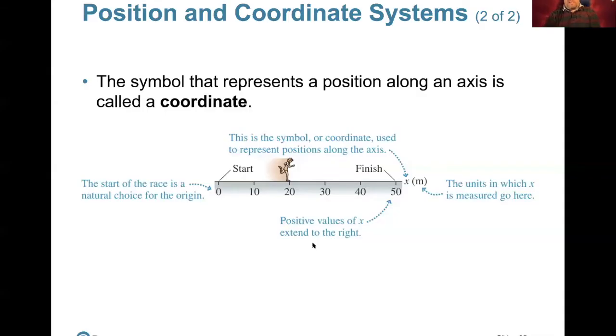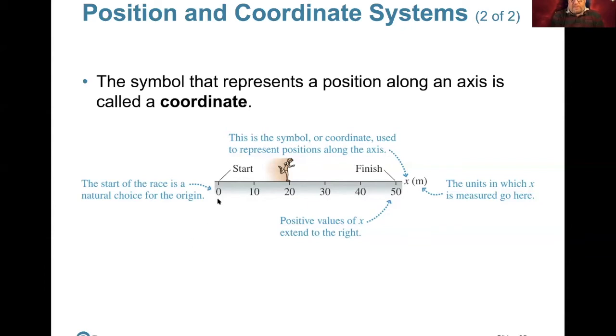Usually if we have a coordinate system, there's a symbol over here on the right that tells us what the coordinate is. We also have units here, so this tells us that it's in meters, and we usually have tick marks like this. So it could be 0, 10, 20. It could be different depending on the scale that we want to use.